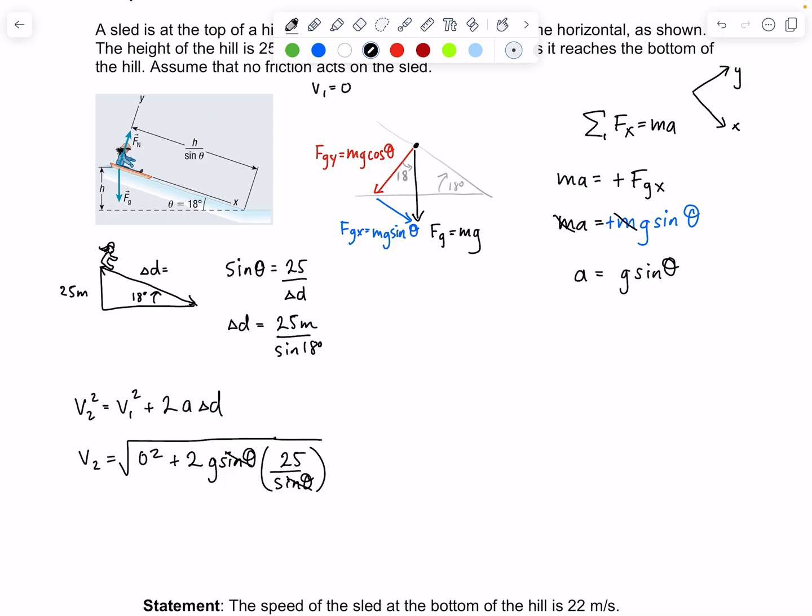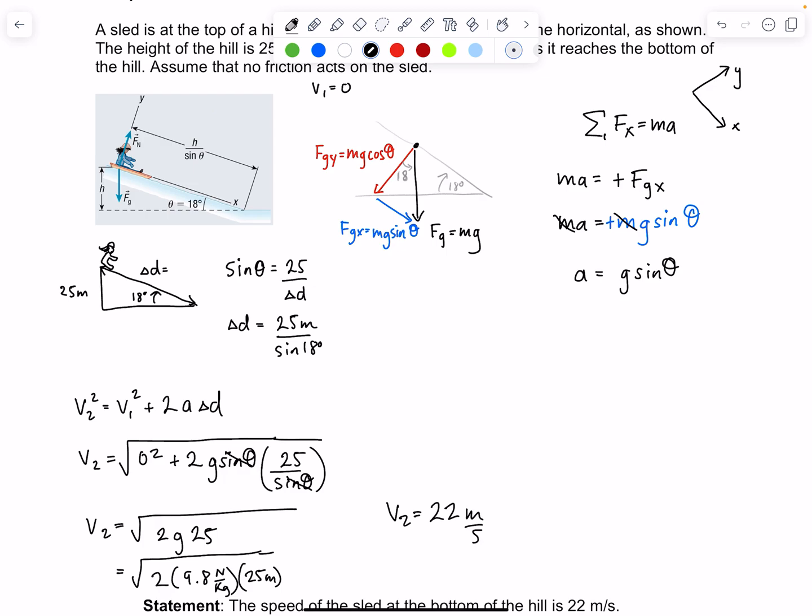If we have sine theta on top and on the bottom, we have v2 is equal to 2g times 25. That's the square root of 2 times 9.8 times 25 meters. If we punch this into our calculator, we end up with a final speed of 22 meters per second down the hill.